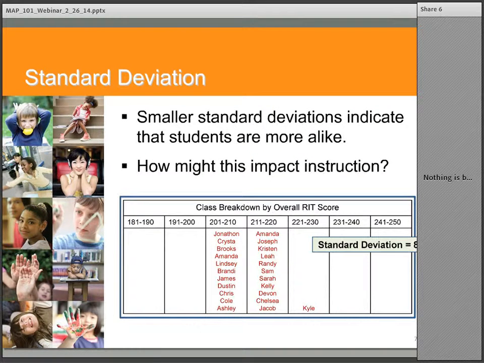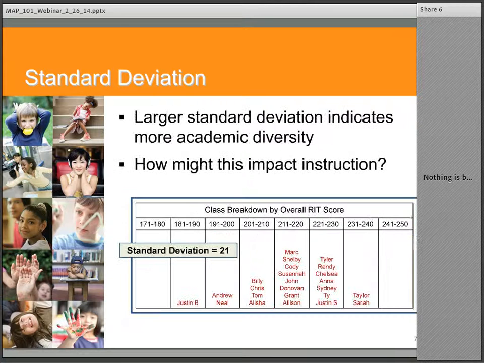Which class would you rather teach? Well, obviously, I'd rather teach this class where I didn't have to differentiate everything, where I could do whole group instruction. That's exactly right, because when you have a class that's deviated this far apart, you're going to have to think about doing some groupings and perhaps some differentiated instruction.